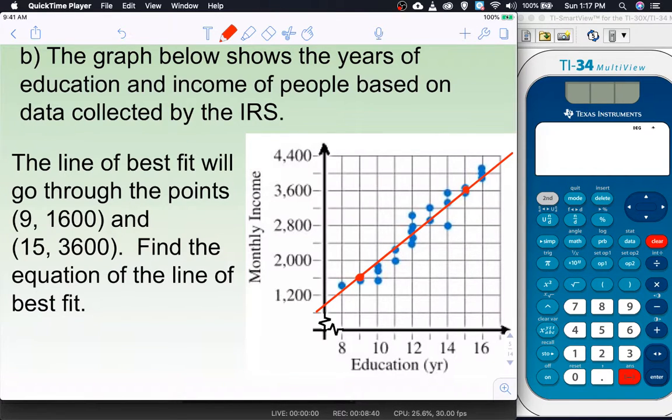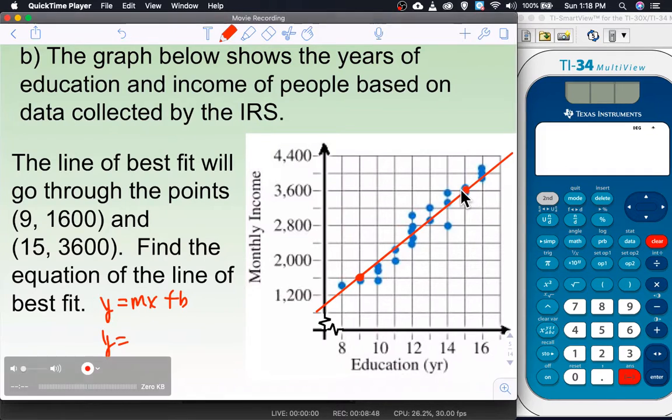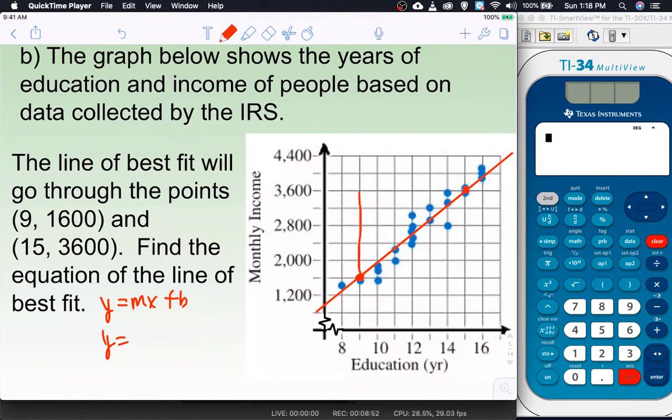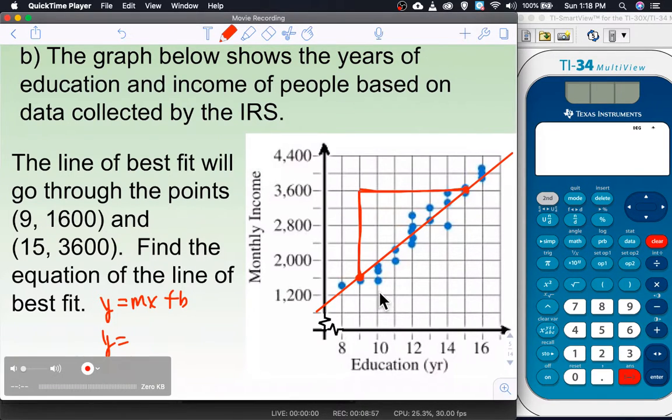And now I can find my slope, because in order to write the equation of the line of best fit, I need my slope and my intercept. And I can find the slope from the pretty picture. I can go, you know what? I'm just going to go straight up to here and over to here. This is up, well, from 1600 to 3600. That's up 2,000 units.